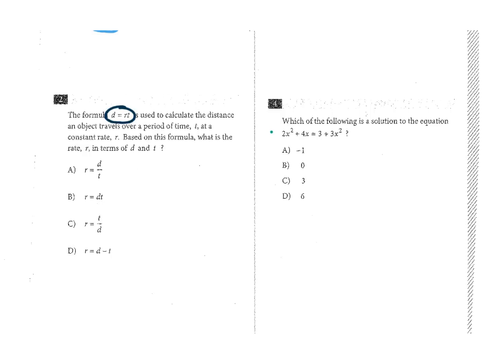For number 2, we are given this formula. We need to figure out R in terms of D and T. We have D equals RT. Since I'm looking for this R, we just need to divide both sides by T. Then we can figure out this R. That's D over T. That's why A is the answer.